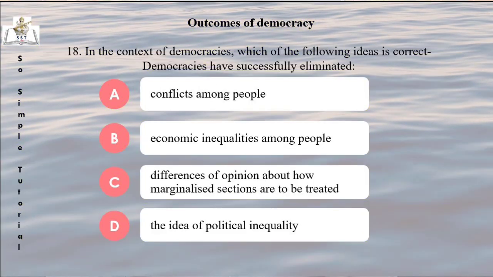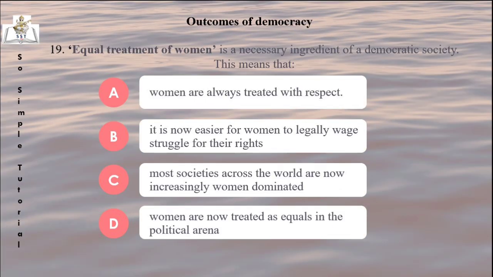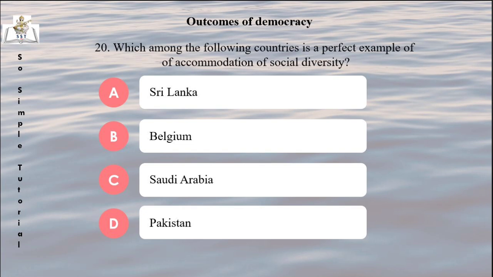In the context of democracies, which of the following ideas is correct? Democracies have successfully eliminated the idea of political inequality. So option D is correct. Equal treatment of women is a necessary ingredient of a democratic society. This means that it is now easier for women to legally wage struggle for their rights. So option B is correct. Which among the following countries is a perfect example of accommodation of social diversity? Belgium. So option B is correct.